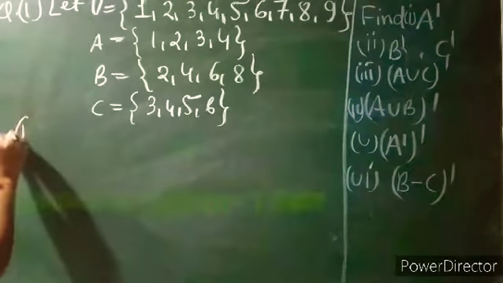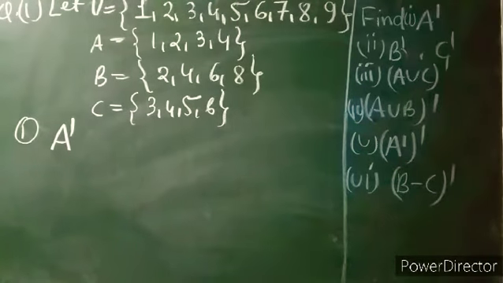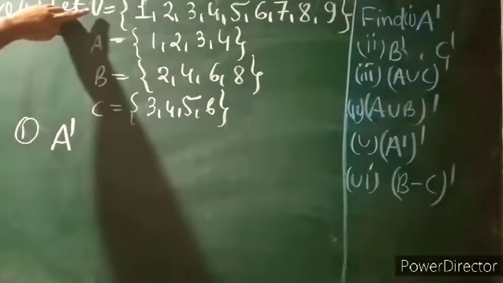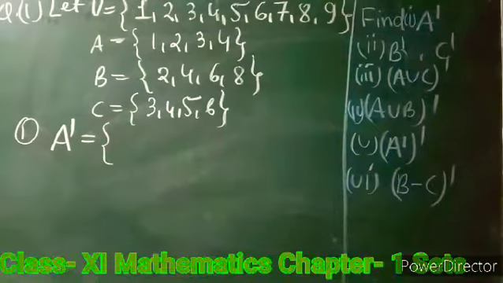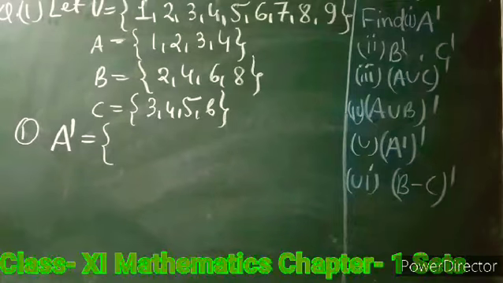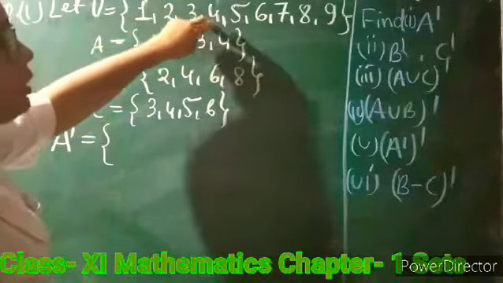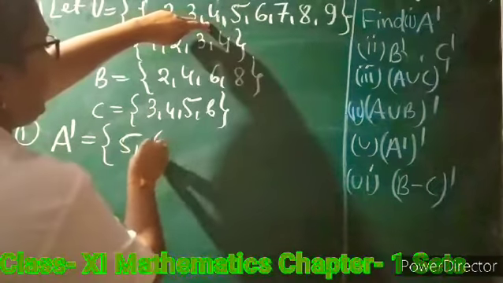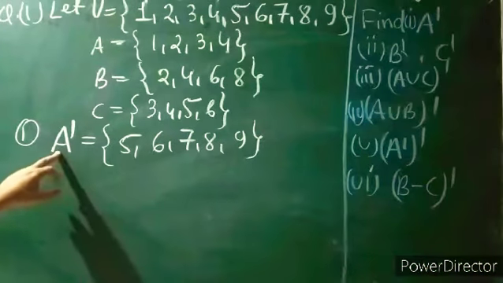You see, first we find the complement of set A, A dash. The complement of A with respect to U: we consider only the elements of U which are not the elements of A. You see 1, 2, 3, 4. Rest all elements we consider here. So we take 5, 6, 7, 8, 9. It is our complement set of A.